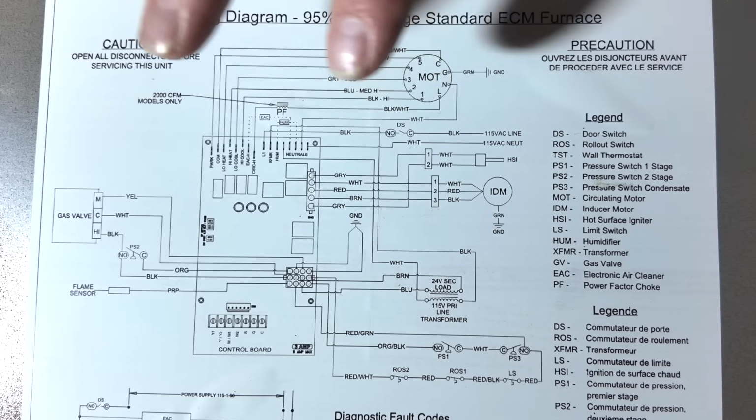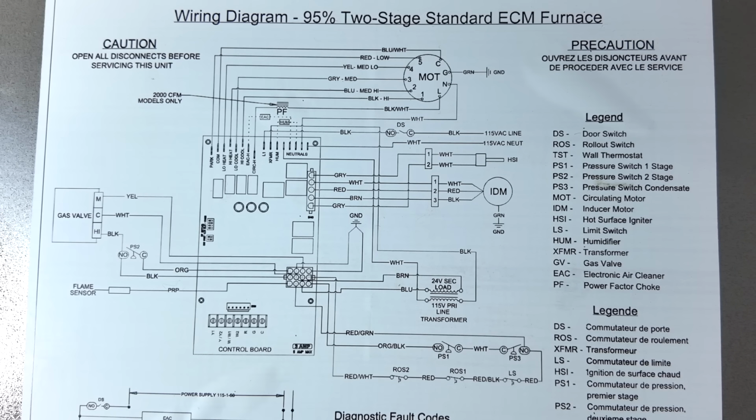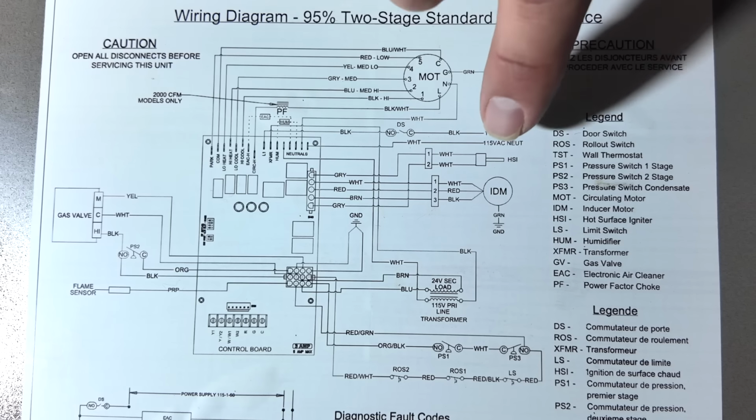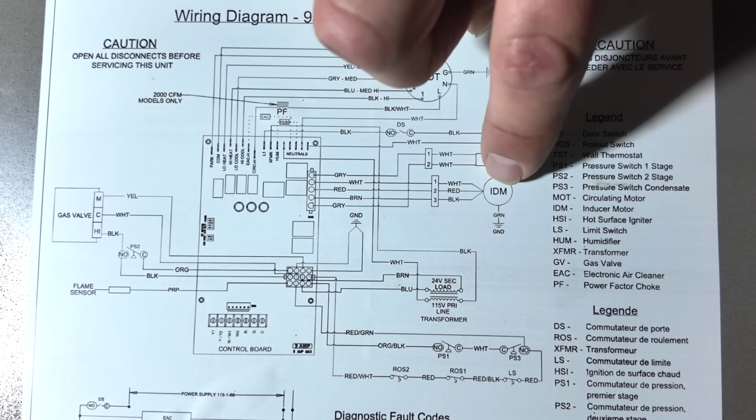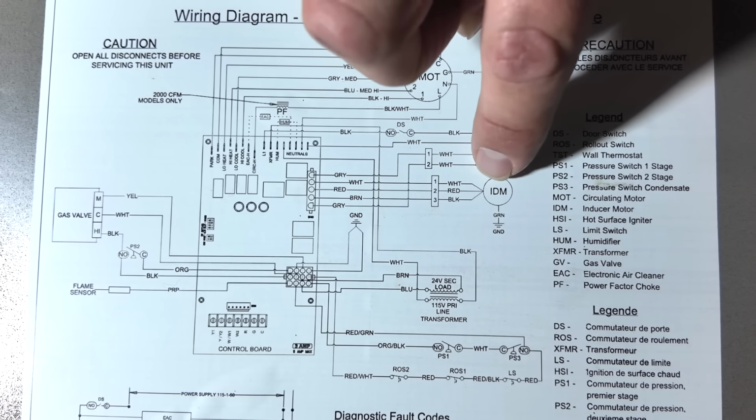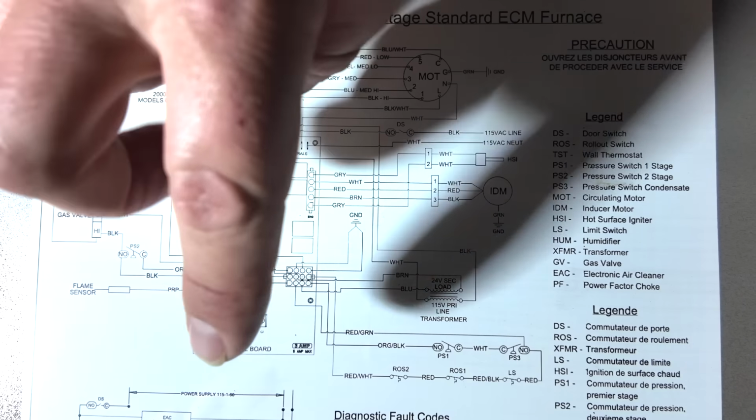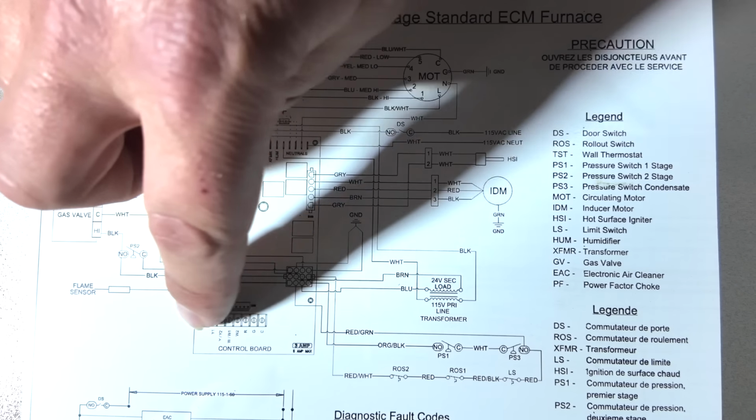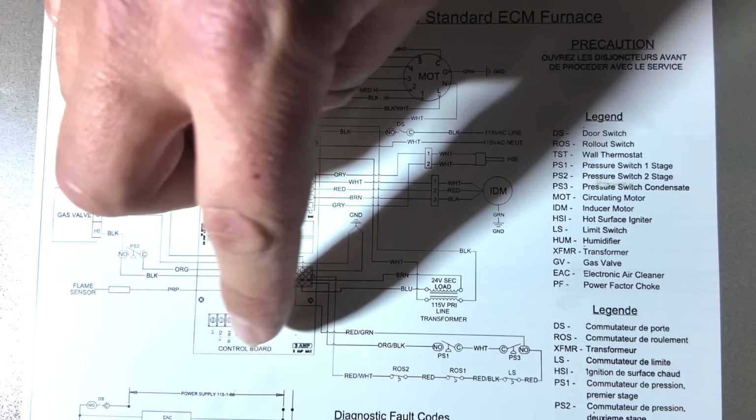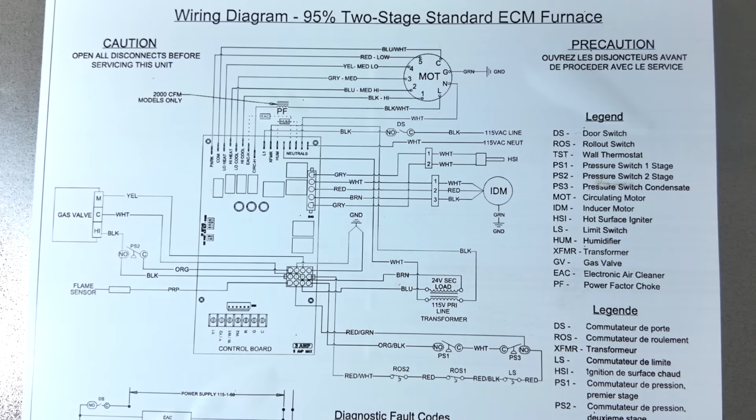Now we're going to use the wiring diagram, and we're going to go through that sequence of operations one more time. So here's our printed circuit board. Here's our inducer motor, the IDM. This is what comes on first when we have a call for heat. Where does our 24 volts come in from? The thermostat. And it goes right here on the board. You can see this little terminal strip with C and W. When we get 24 volts, the inducer motor comes on.